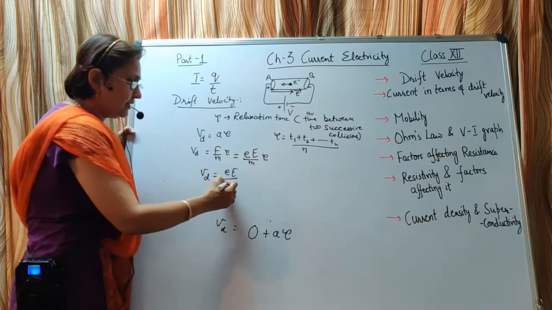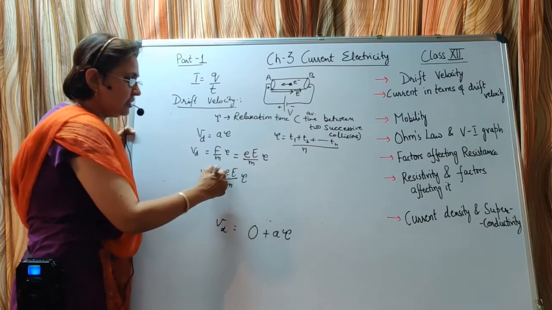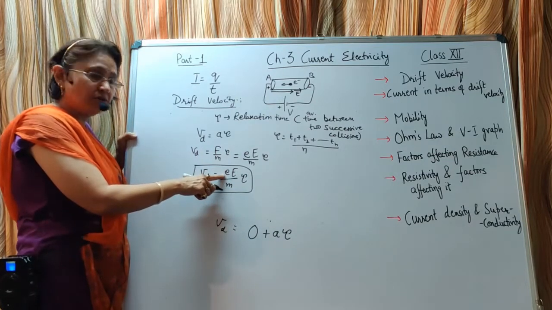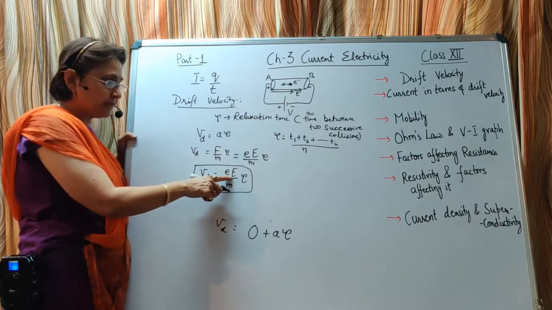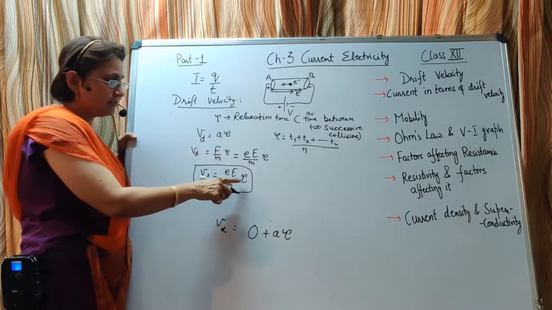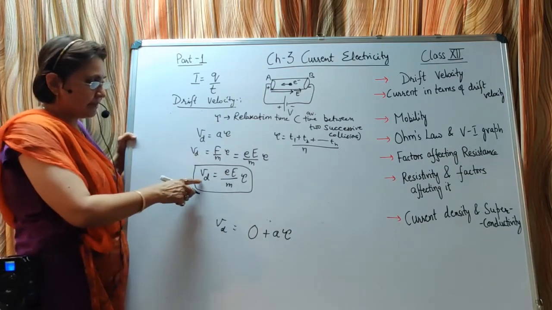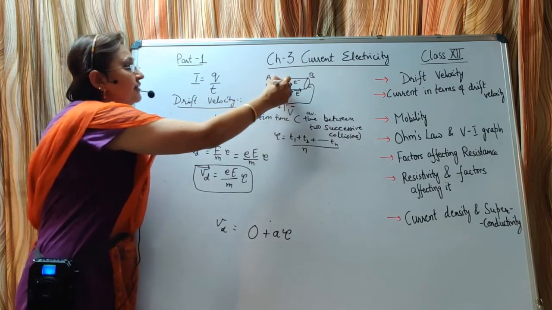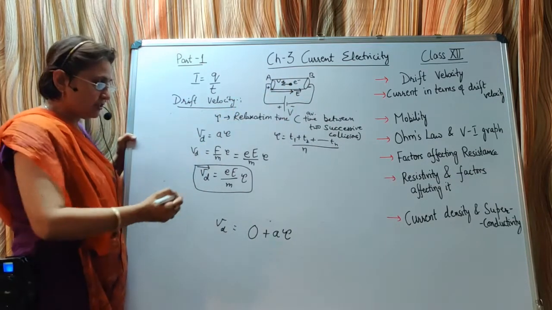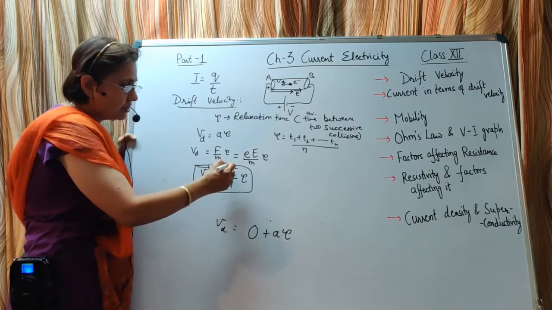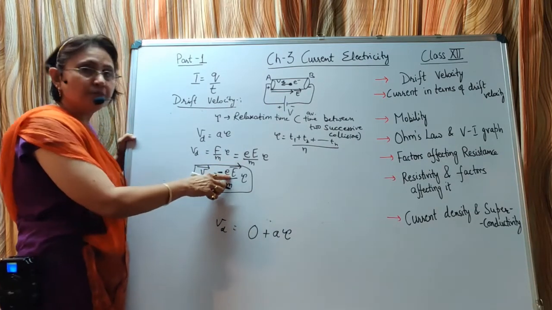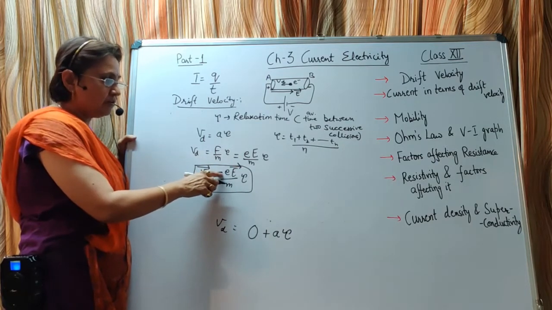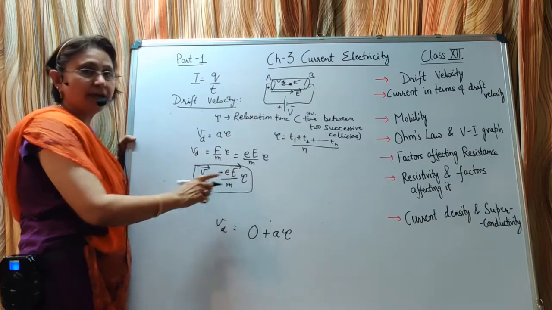So the expression of the drift velocity is given by eE upon m into tau, where e is the charge on the electron, capital E is the electric field set up in the conductor, m is the mass of the electron and tau is the relaxation time. If we write it in vector form, the drift velocity is opposite to the direction of the electric field. For electrons, the drift velocity will be opposite to the electric field, so we put a negative sign. So Vd vector is equal to minus e E vector upon m into tau.